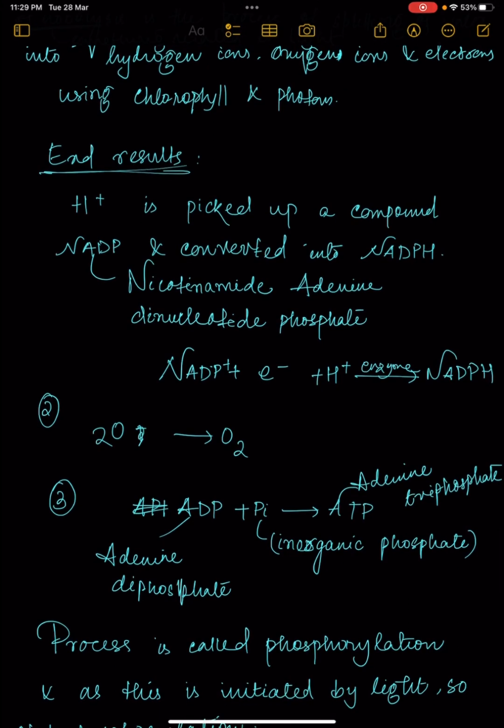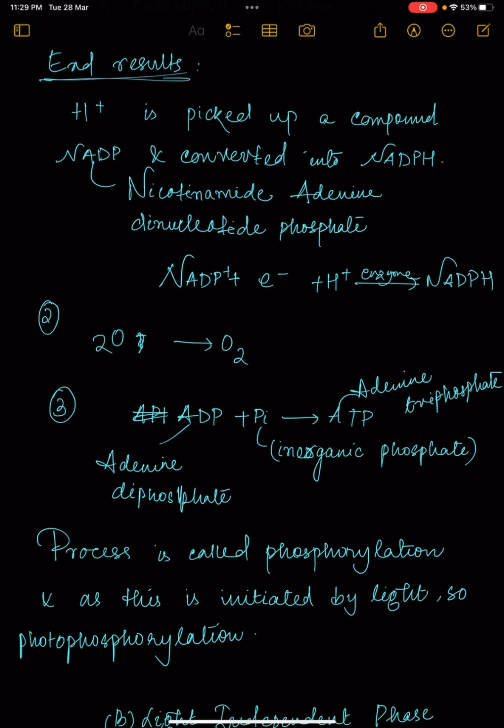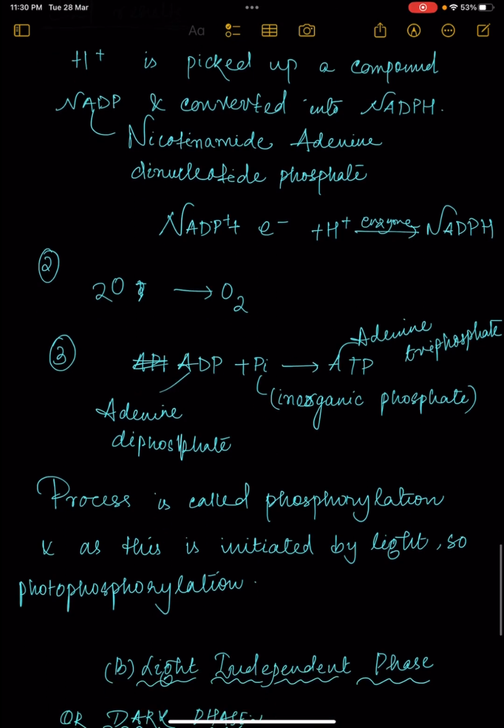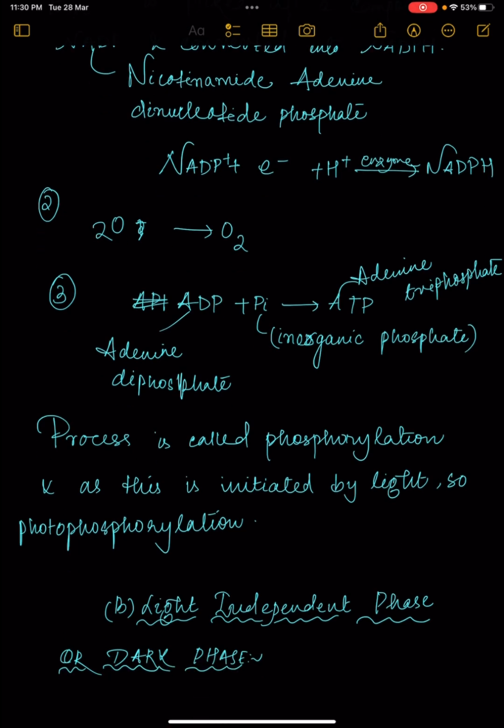Then the second step: O means a single atom, and it mixes with another O atom and forms a molecule of oxygen. We call it nascent oxygen also, a single atom of oxygen, which combines with another atom of oxygen to form a molecule of oxygen, O2. O cannot exist independently. Now ADP, that is adenosine diphosphate, using the electrons and an inorganic phosphate, converts into adenosine triphosphate, ATP, and we call this process phosphorylation.